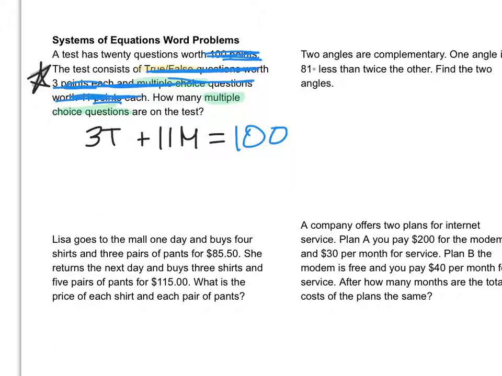The test has 20 questions. Okay, so my other total is 20, and what do I need to add? I need to add my true, false plus my multiple choice to give me 20.